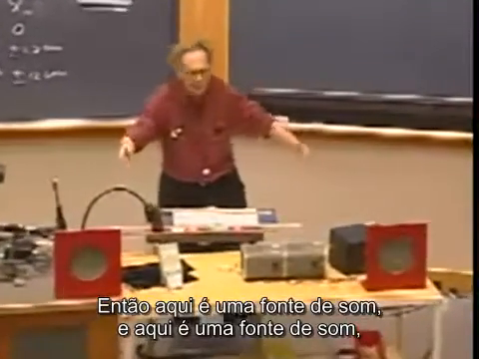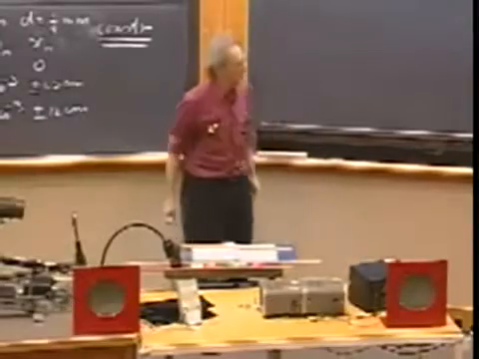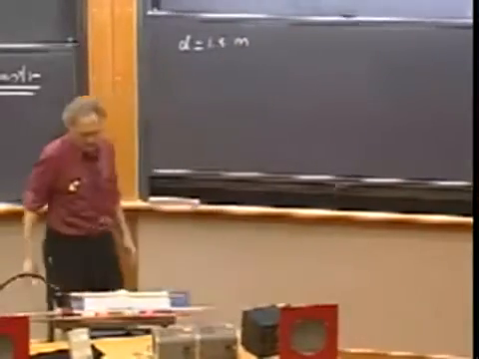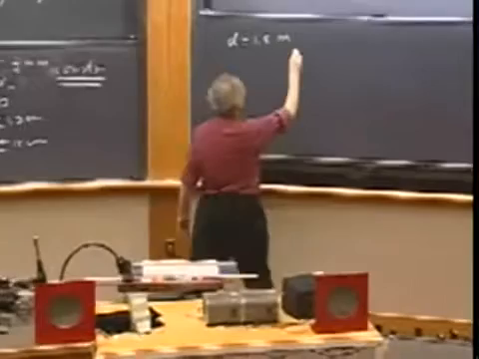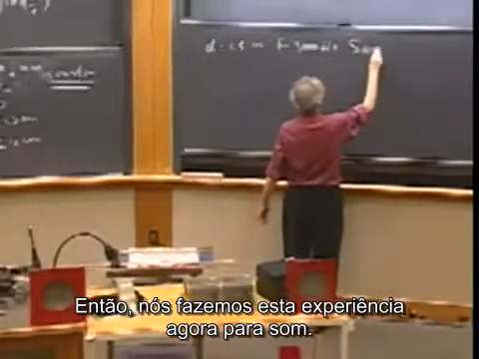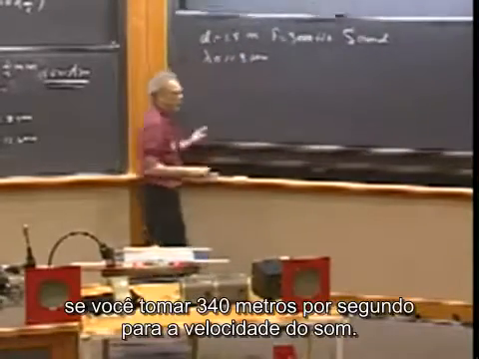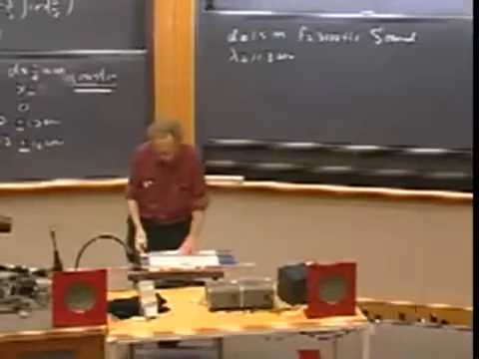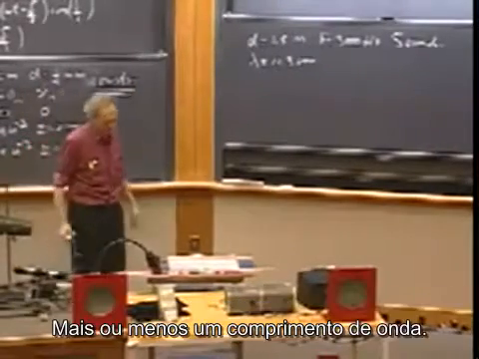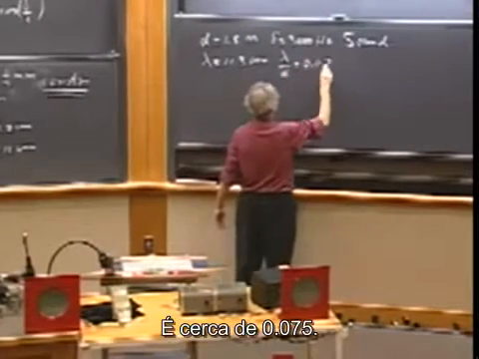So here is a source of sound, and here is a source of sound. And they are fed by the same electronics. And so the D, the separation, is 1.5 meters, and the frequency is 3,000 hertz. So we do this experiment now for sound. And so lambda is about 11.3 centimeters if you take 340 meters per second for the speed of sound. So we have, in a way, monochromatic light, monochromatic sounds, more or less one wavelength. And so you can calculate what lambda divided by D is. It's about 0.075.